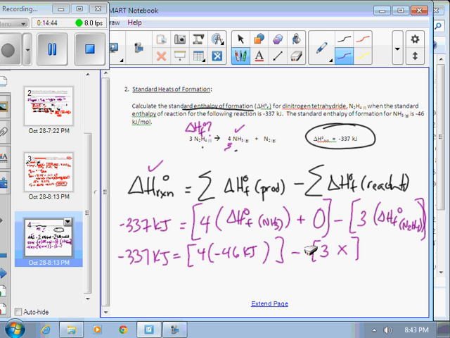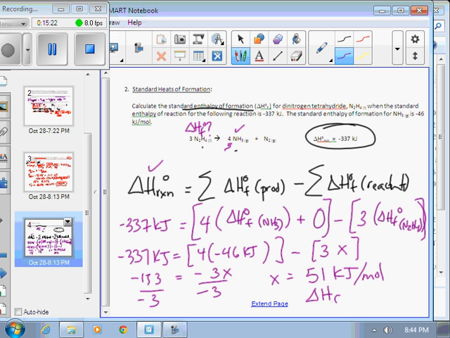Got to be really careful with your signs. This is a negative 46 times 4, so it's going to be a negative value. So when you take it to the other side, you're going to have to add it. Okay, so when you add 4 times 46, it comes out to negative 153, and then equals a negative 3 times x. So that's how it simplifies a little further. And then we're going to divide both sides by negative 3, and x comes out to 51 kilojoules per mole. And that would be the standard delta H of formation for the N2H4.